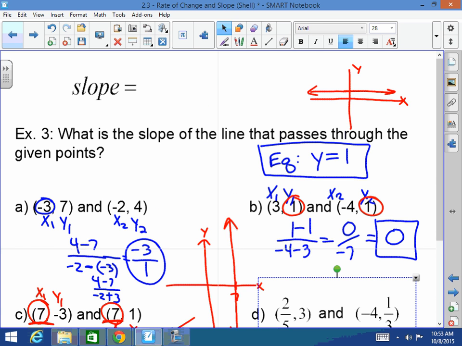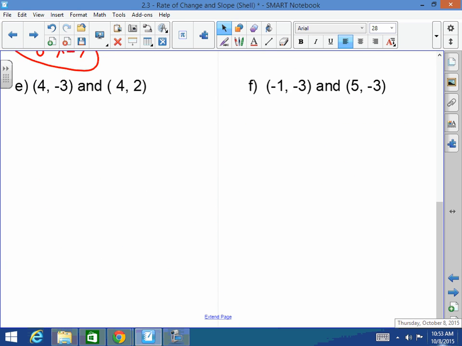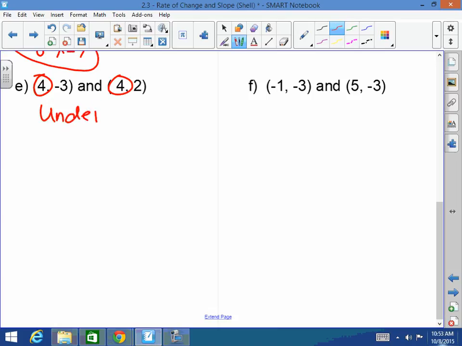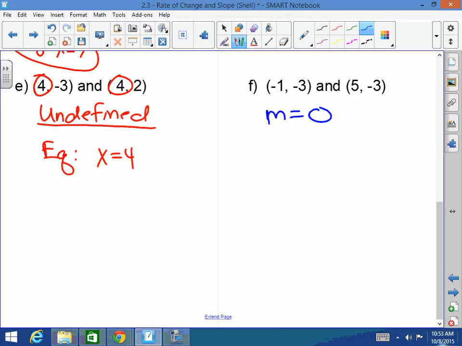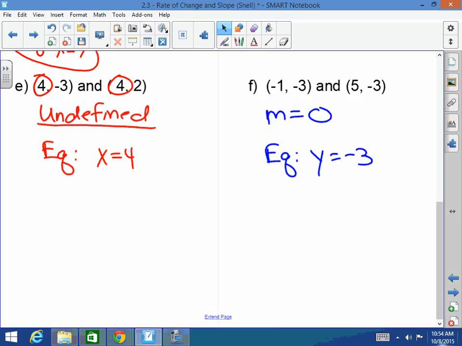Okay, last two, guys. What would the slope of E be? Undefined because the x's are the same. If you want to go ahead and calculate it, that's awesome. God bless you. I suggest you learn the shortcut. Now, for a bonus, if I ask you, what's the equation? X equals 4. Very good. How about this bad boy? The slope would equal 0. What would the equation be, just for giggles? Y equals negative 3. Very good. Does that make sense, gentlemen? Any questions, gentlemen?